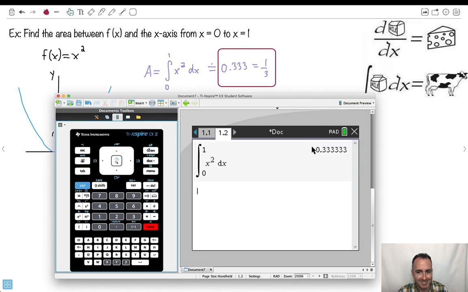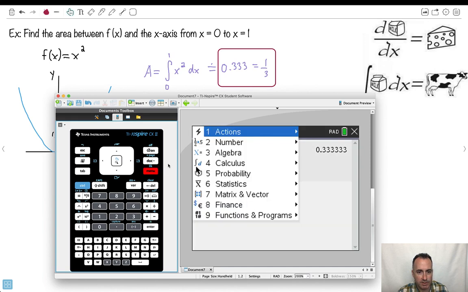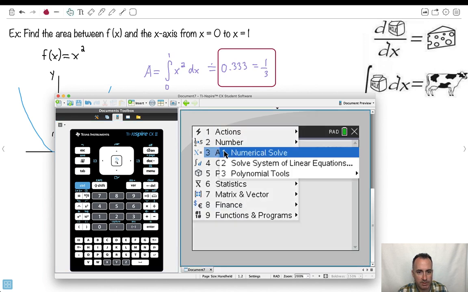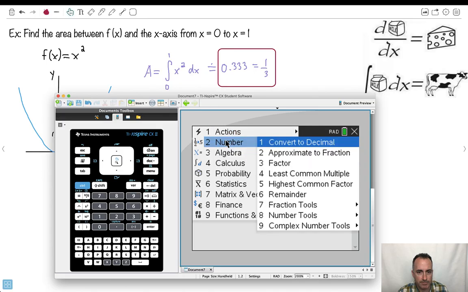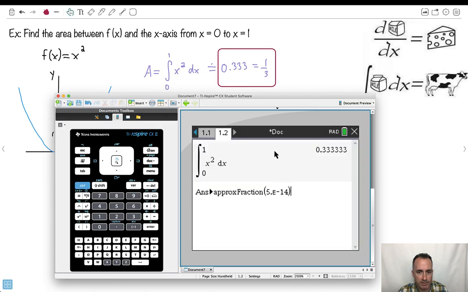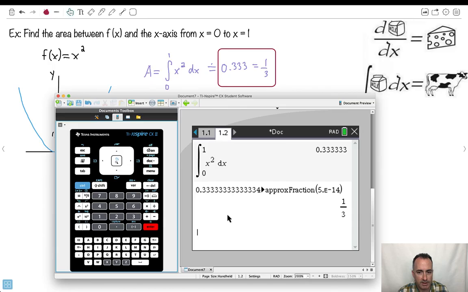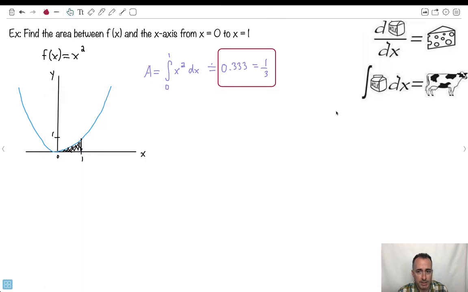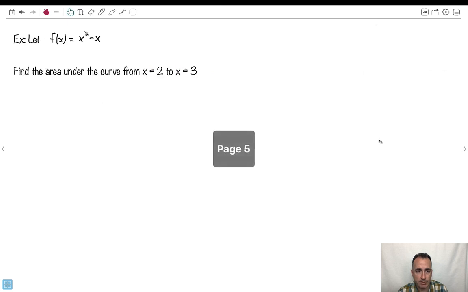And look. Now, if you want to convert this right here, you can do lots of things here. You can do numbers. You can convert this to a fraction if you wanted. I mean, that's kind of nice, and you can say, it's 1/3. But there you go. So you got the answer. Let's do another one. Let's do this example right here with x squared minus x.